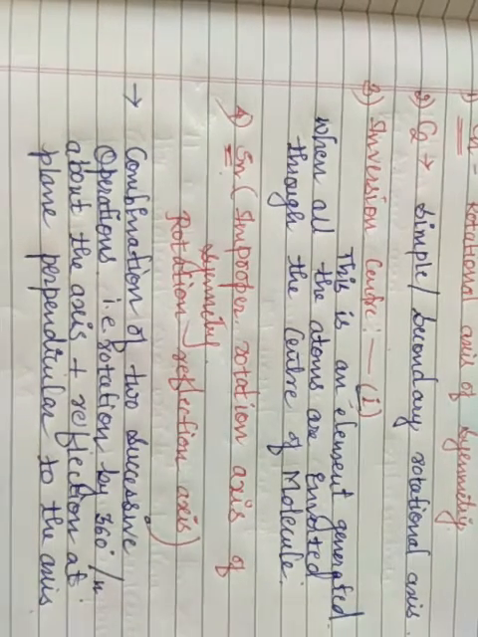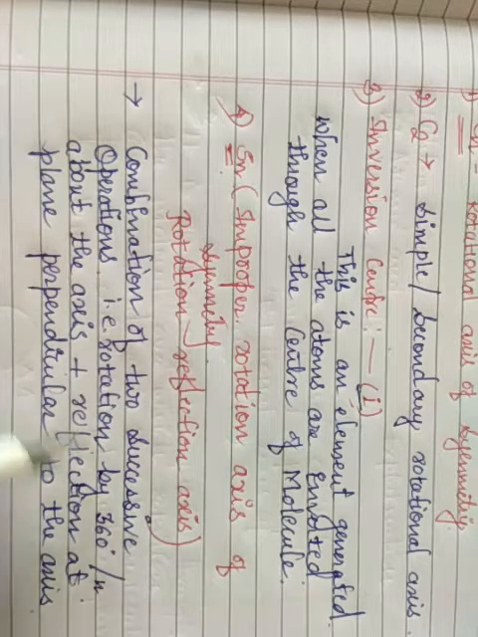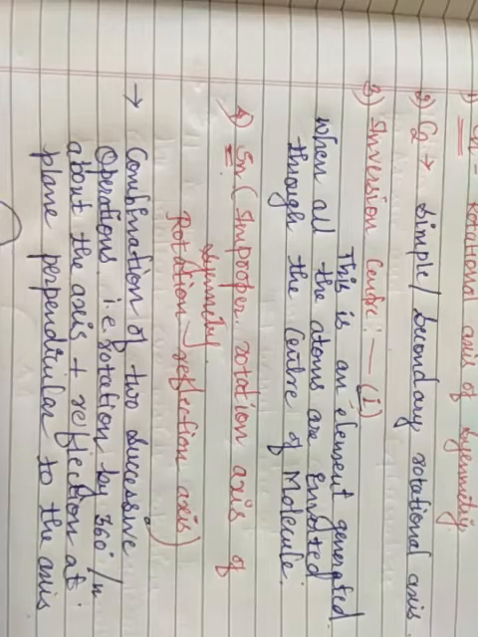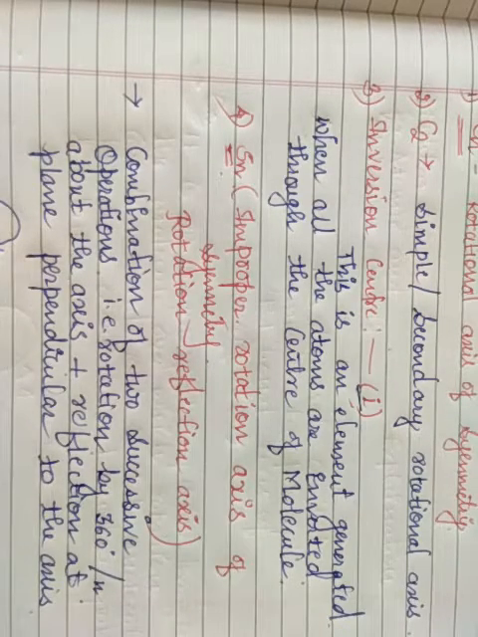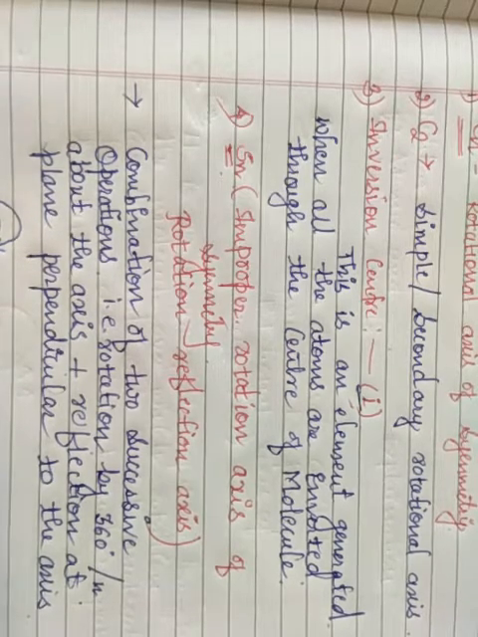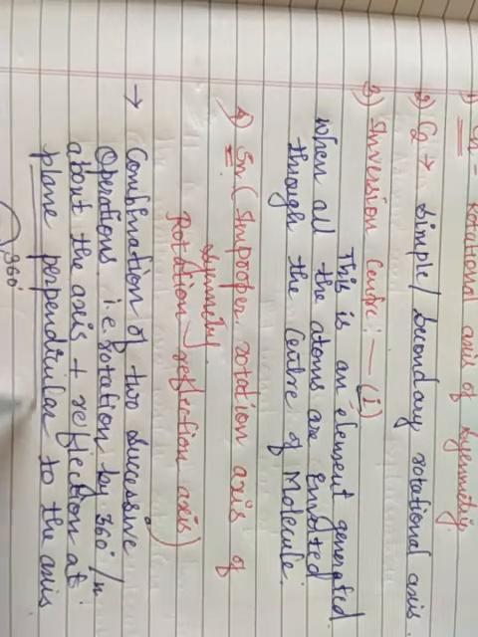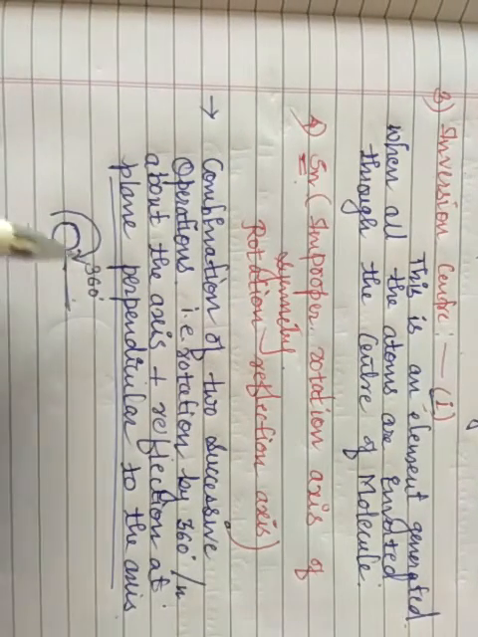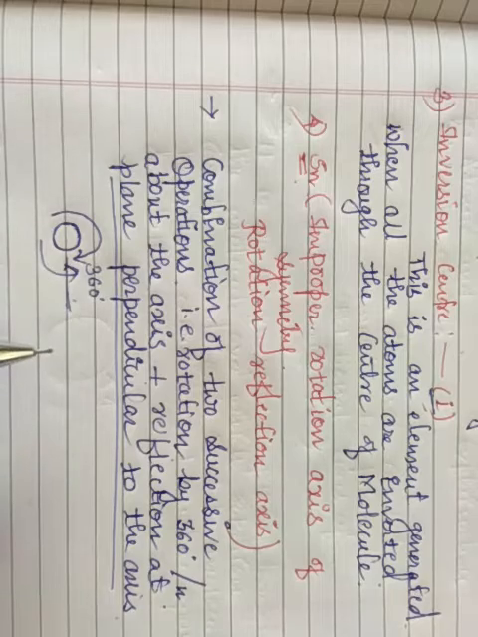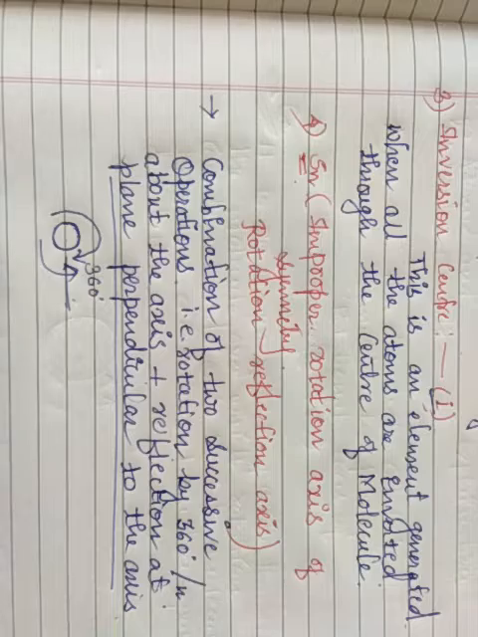So what is this actually? Improper rotation axis means a combination of two successive operations. First, the particular element can be rotated by 360, and then reflected at a plane perpendicular to the axis. This is our plane, and this is our molecule. First it is rotated by 360 and again it is reflected at the plane perpendicular to the axis. It means the exact opposite operation happens.